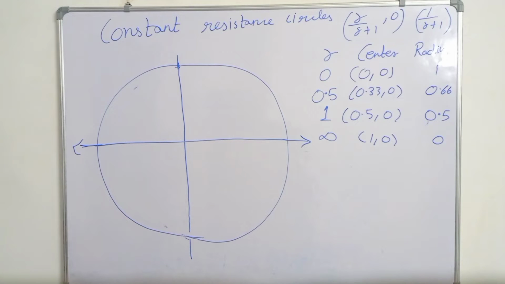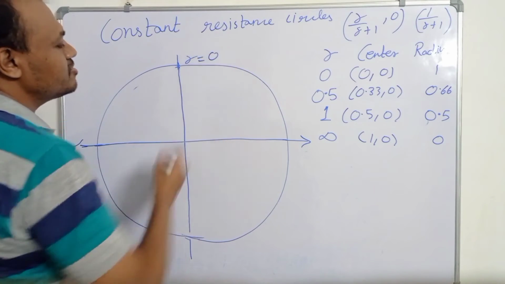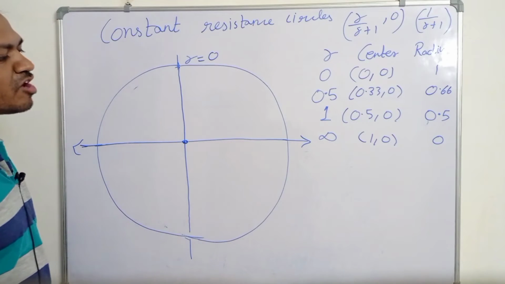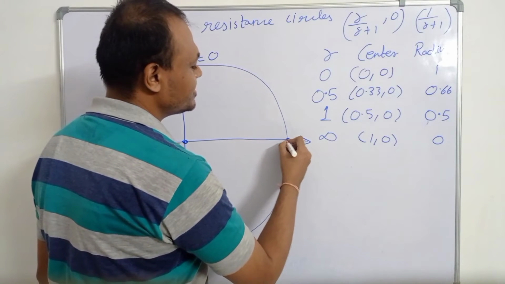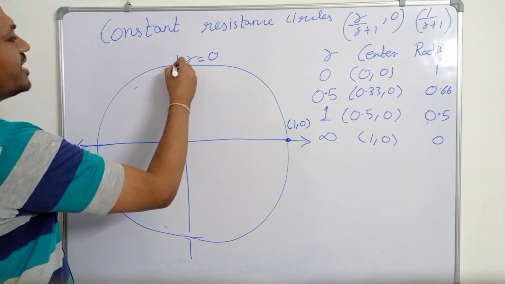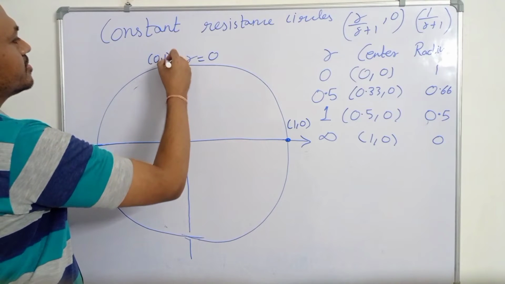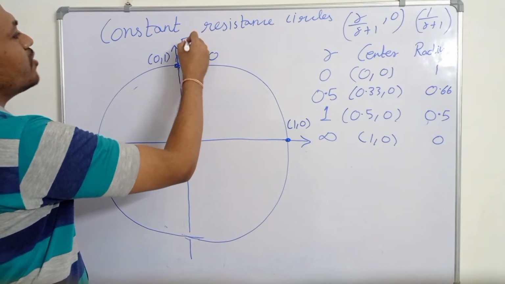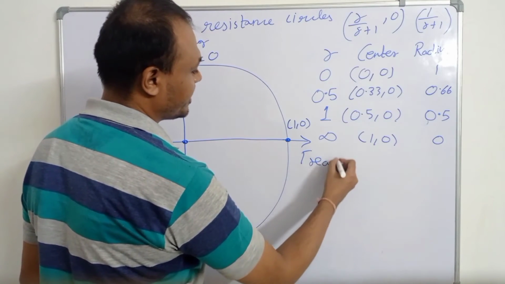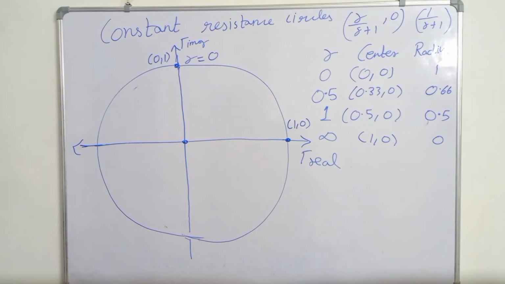So this is the circle for r equal to 0. For r equal to 0, the center will be 0 comma 0 and the radius will be 1. So obviously this point is 1 comma 0, and this point is 0 comma 1. This axis is tau imaginary and this axis is tau real. So this is our circle for r equal to 0.